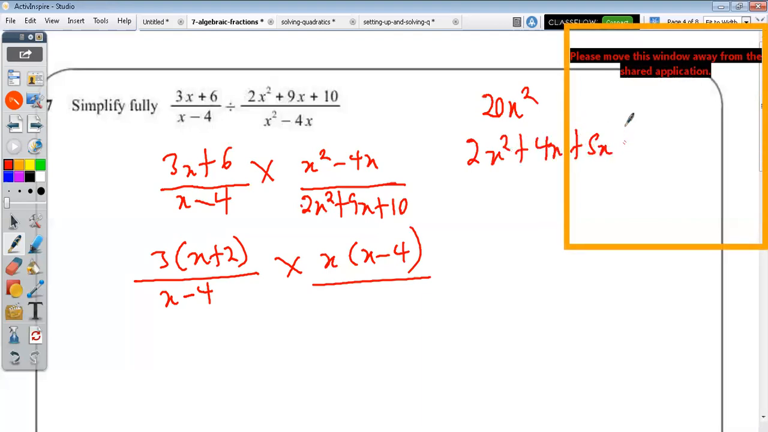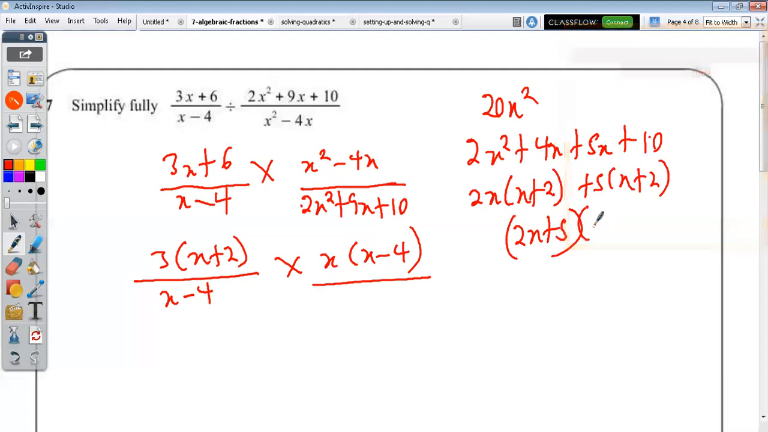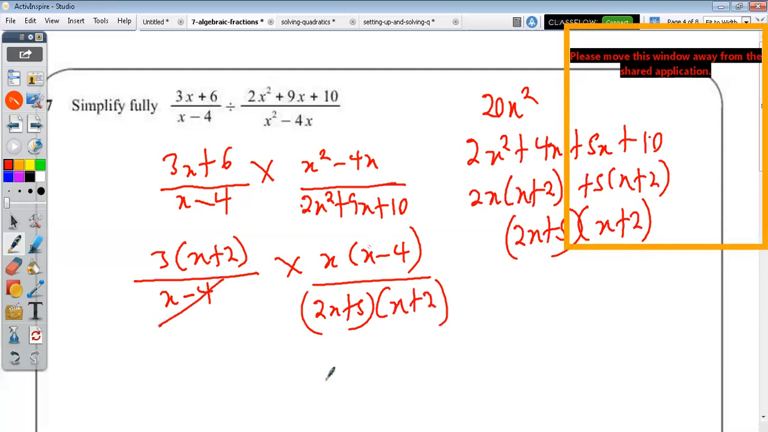Plus 5x plus 10. Divide by what? 2x, x plus 2. Divide by 5. That is the same. So that will give you 2x plus 5 brackets x plus 2. Now that's what you want. This is a very good question here. So now look at this. We can divide by that, it cancels out in maths.